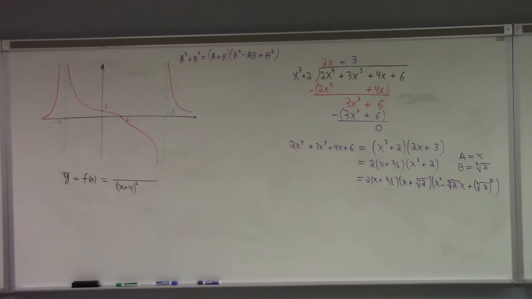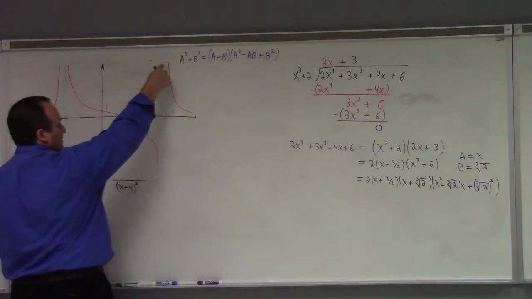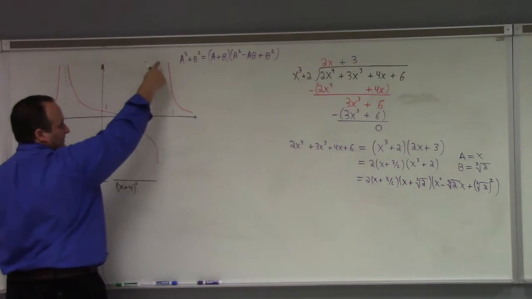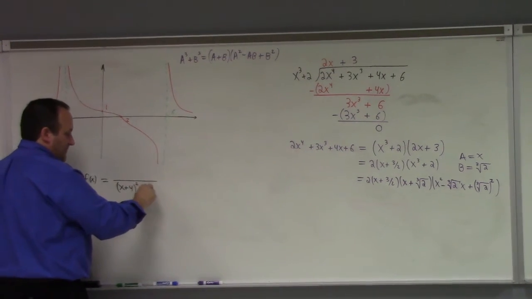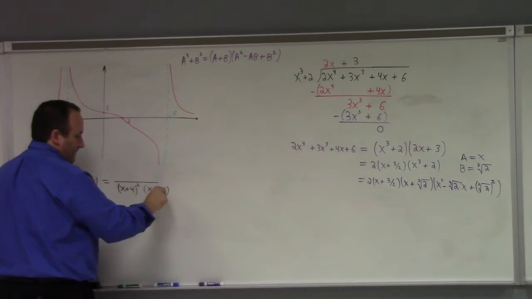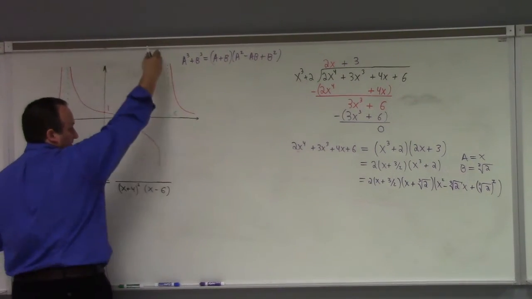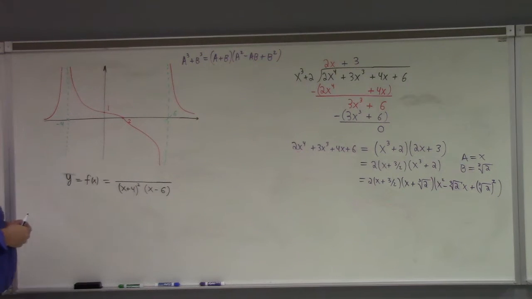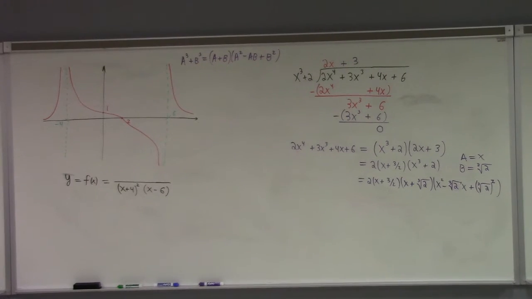How do I get that vertical asymptote over here? I want a division by what? I want a division by x minus 6, right? X minus 6 is going to make us get an infinity there, in the sense that we're going to go from minus to plus, or plus to minus, right?